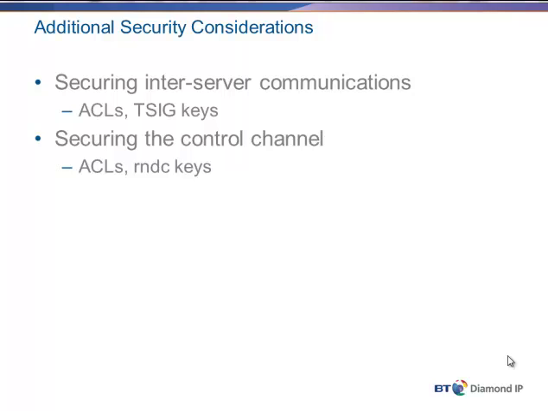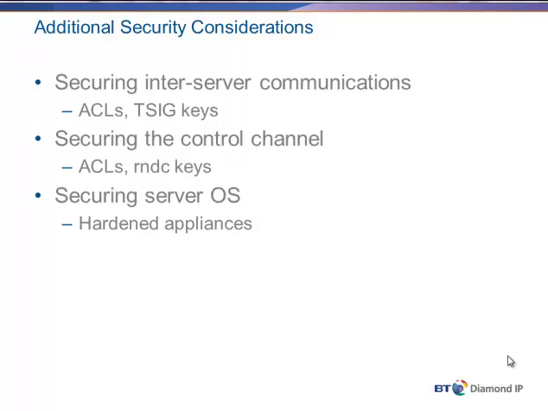Securing the control channel. The RNDC command set, the remote name daemon control, really is a very powerful control channel for the BIND DNS server implementation. It allows you to reload a server, it allows you to stop accepting dynamic updates, you can basically stop the server. So it's very powerful, and something you want to maintain control over. And likewise, as with inter-server communications, you can also control who can access that control channel remotely through ACLs as well as through keys, again for securing that authentication.